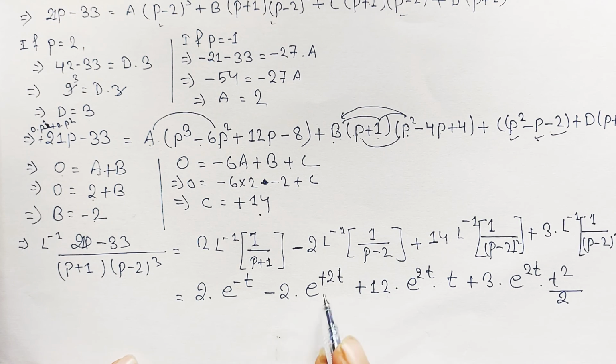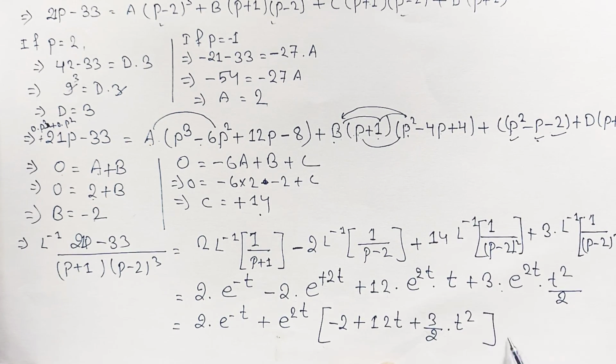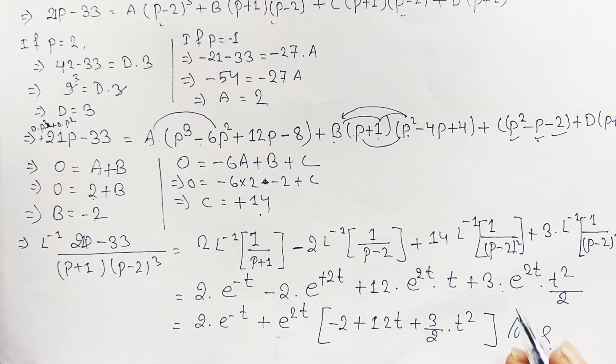So we are going to rewrite the expression as 2 times e^(-t), and we can take e^(2t) common from these three, so plus e^(2t) common. So from here we will have (-2 + 14t + (3/2)t^2), and this is our final answer because we have taken this portion common, and remaining we have this. So this is our final answer.